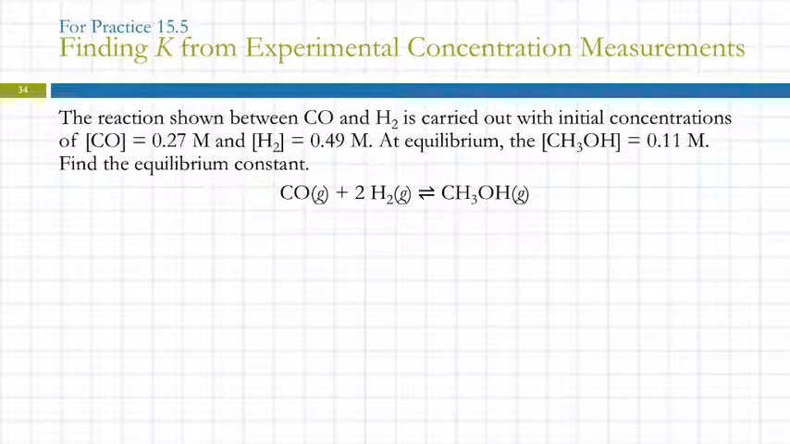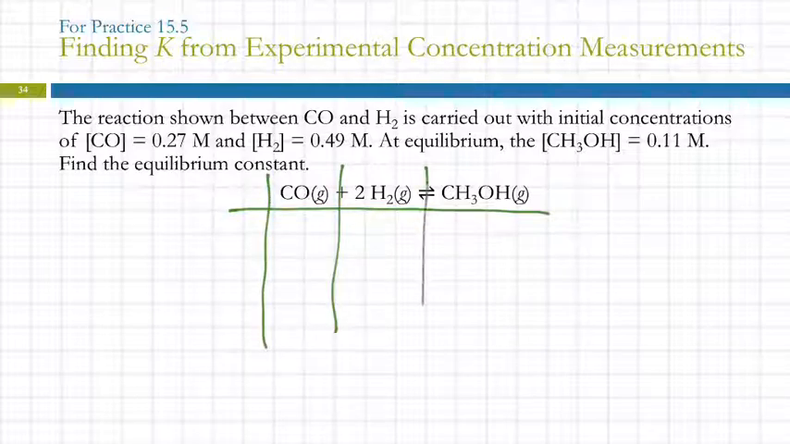So let's do one that's a little more interesting. The reaction shown between carbon monoxide and hydrogen is carried out with the initial concentrations given. At equilibrium, the methanol concentration is 0.11 molar. Find the equilibrium constant. So we're going to make an ICE table. And I'm just going to use the equation at the top. That's why they sometimes put an R up there for RICE. So I want initial, change, and equilibrium.